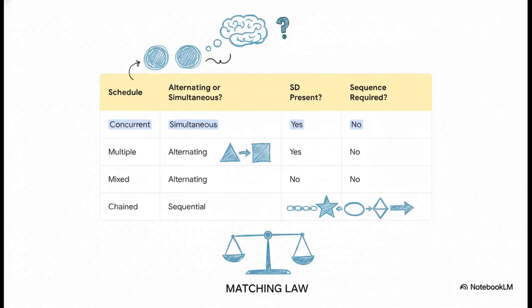Okay, now this slide is super important because it's going to help you avoid a really common exam trap. You absolutely have to know the difference between these compound schedules. Look at that first column. The only one that is simultaneous is concurrent. See that? Multiple and mixed schedules alternate. One is on, then the other. And a chain schedule is sequential. You have to do A, then B. That simultaneous availability is your big, flashing sign that the matching law might be in play.